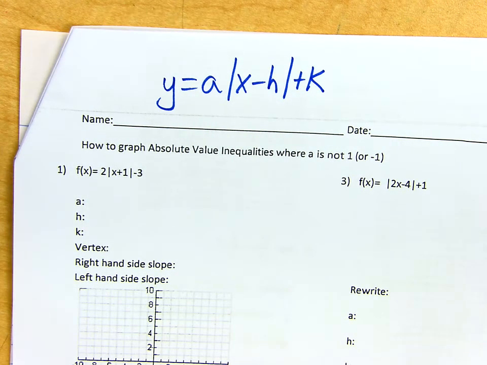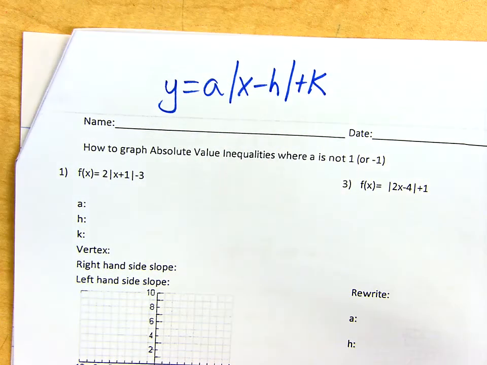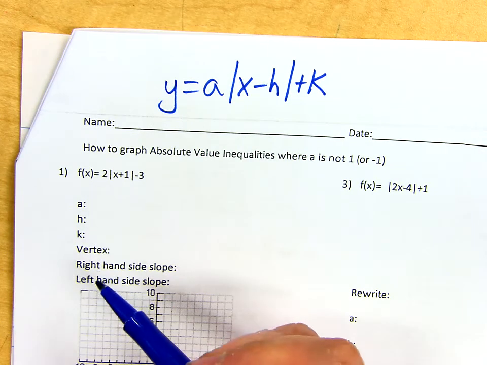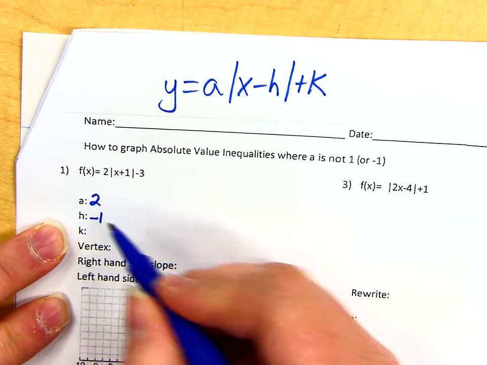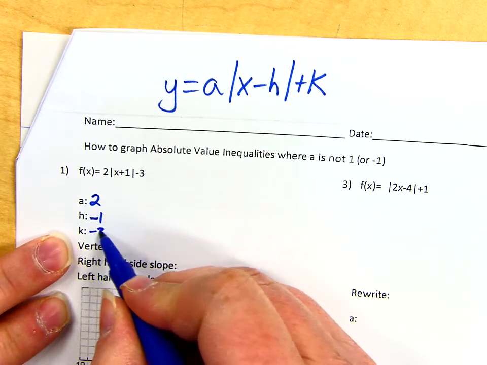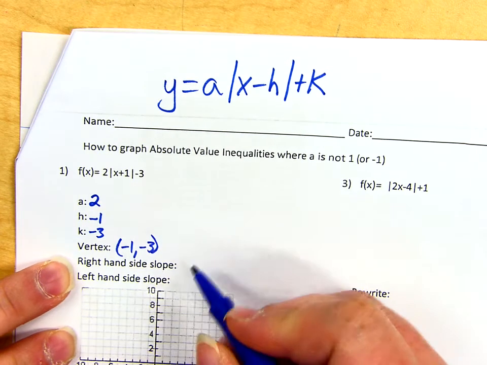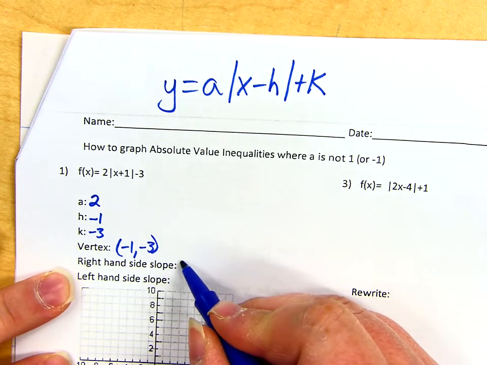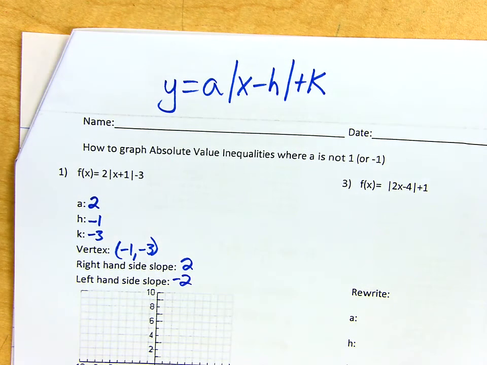So if I look at number 1, looks like this pretty well matches this, so I can just sort of pick out the pieces, right? So in this case, in number 1, what is a? 2. What is h? Negative 1. K is negative 3, so my vertex will be at negative 1, negative 3. Okay, so then the right-hand slope is 2, and then the left-hand would be negative 2. So this is the same thing that we did yesterday. It's just that my slope is different now. So this V is going to look a little bit different than the ones that we made yesterday.